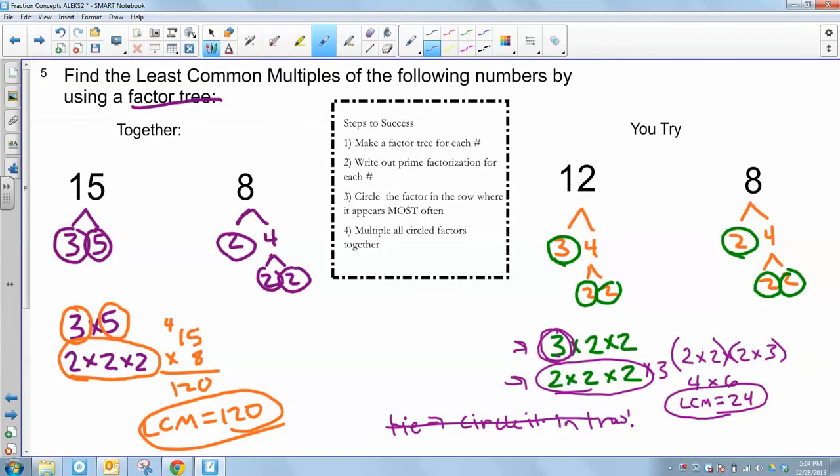And remember, when is it going to be good to use a factor tree? When I know that my numbers are going to be large and I'm not going to be able to make a list. I don't want to make a list of all of my multiples of 15 or 8 up until 120. That's out of my comfort zone. So I'm going to use a factor tree then.